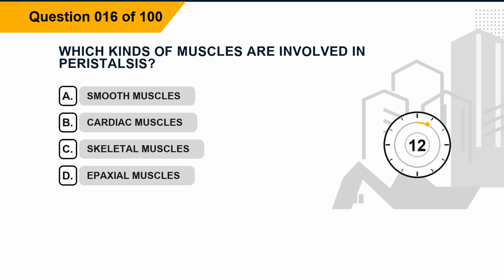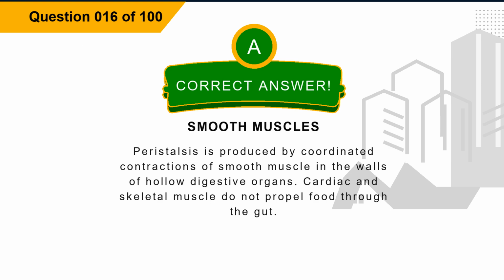Question 16. Which kinds of muscles are involved in peristalsis? Option A, smooth muscles. Option B, cardiac muscles. Option C, skeletal muscles. Option D, epaxial muscles. The correct answer is option A, smooth muscles. Explanation: peristalsis is produced by coordinated contractions of smooth muscle in the walls of hollow digestive organs. Cardiac and skeletal muscle do not propel food through the gut.